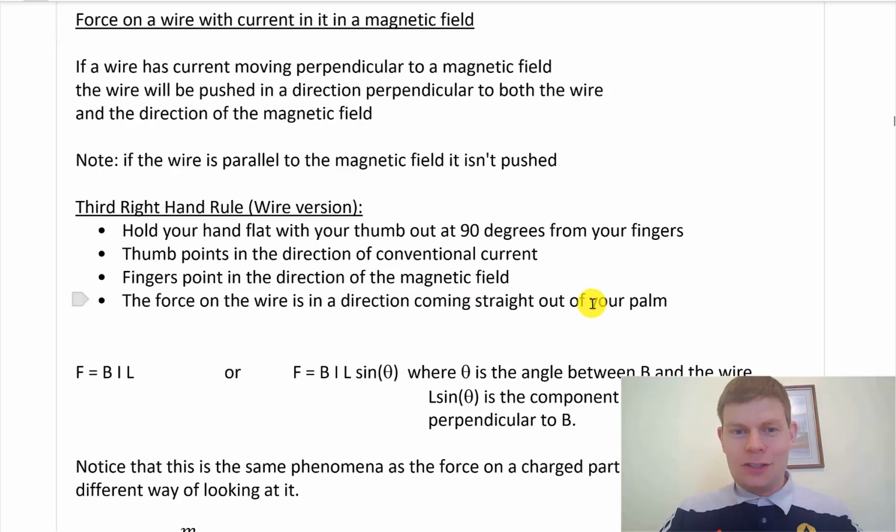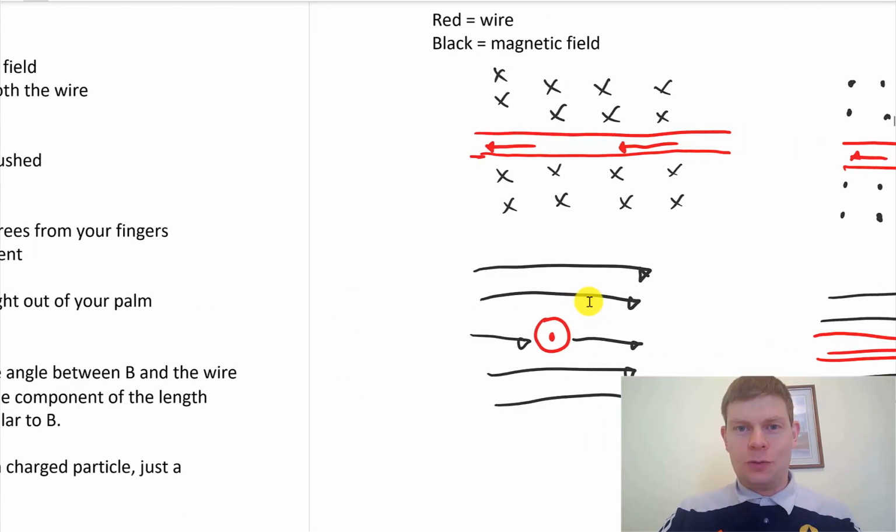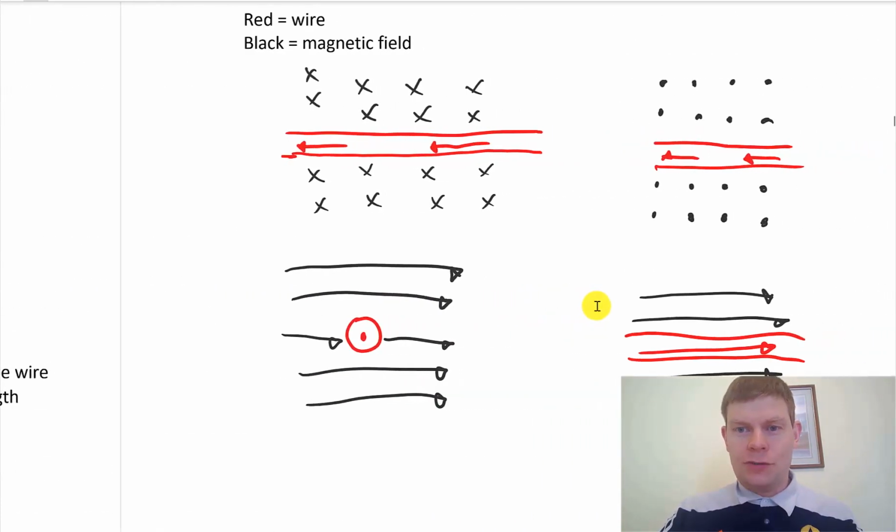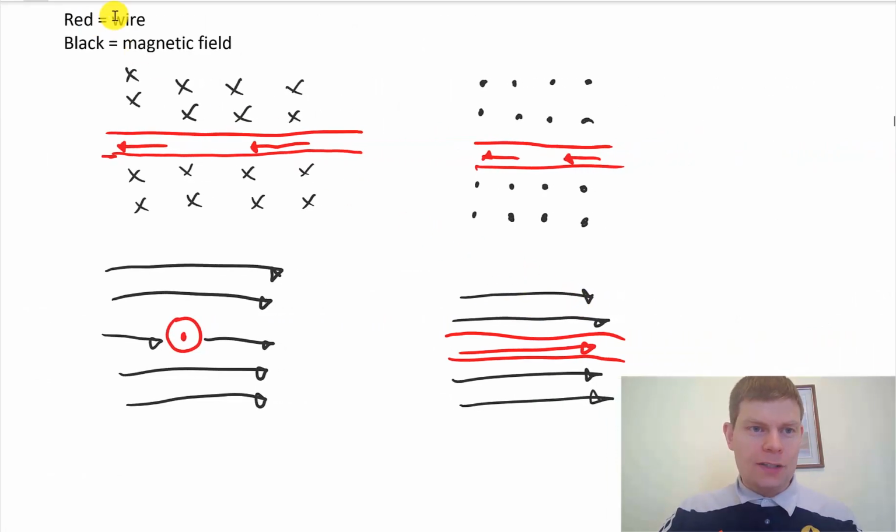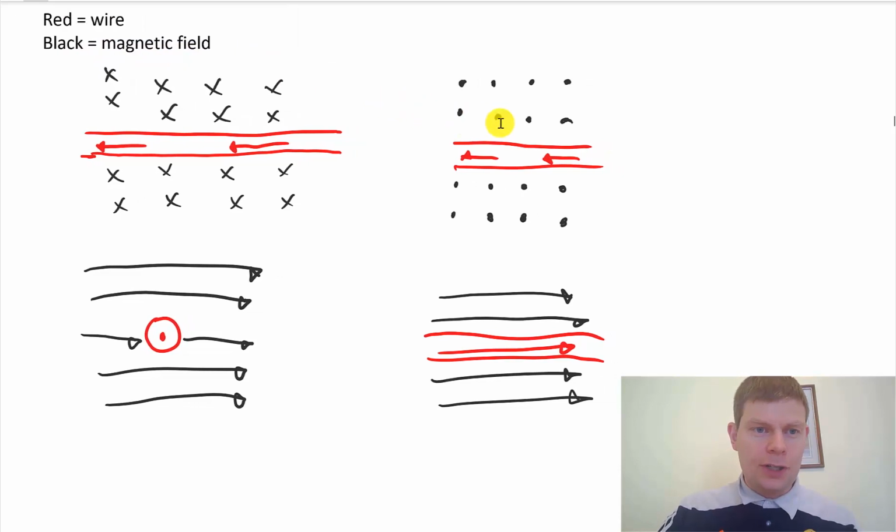All right, let's do some examples of the right-hand rule. So notice I've got this legend here. Red is for the wire, black is for the magnetic field. Hopefully that was obvious anyway, but if not, there you are. Red, I'm talking about wire, and my little red arrows are talking about conventional current flow, and the black is the magnetic field.